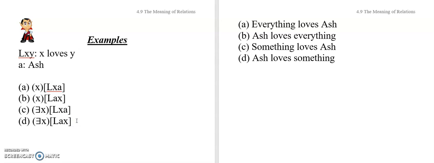Let's try one that's a little bit different. Let's do for all x, LXX, okay? What's this say in ordinary English? Pause now. Okay, this says everything loves itself. So if I have 3 objects in my domain, A, B, and C, this says that no matter which thing I pick out, A, B, or C, it satisfies this description. So A loves itself, LAA, and B loves itself, LBB, and C loves itself, LCC.